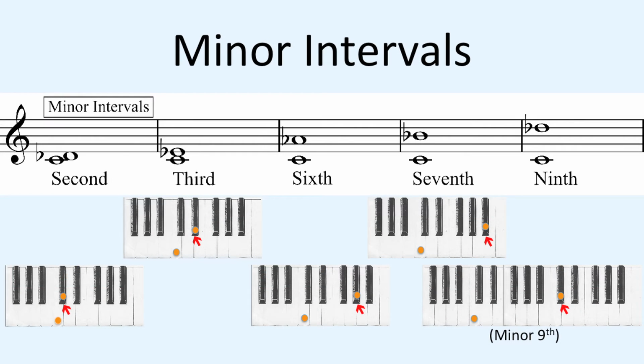Lowering the upper tone of a major interval by a chromatic semitone creates a minor interval. Minor meaning smaller. So here are shown the minor second, minor third, minor sixth, minor seventh, and minor ninth. Be sure to hit the pause button after each example so you can practice playing all these intervals on your piano keyboard.